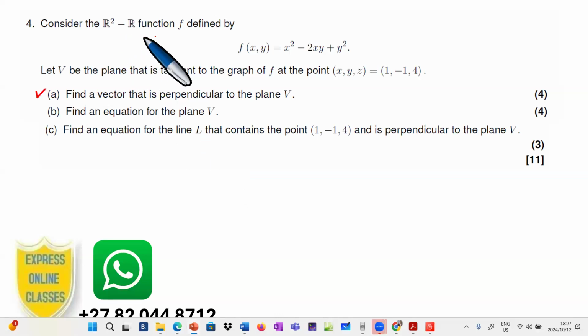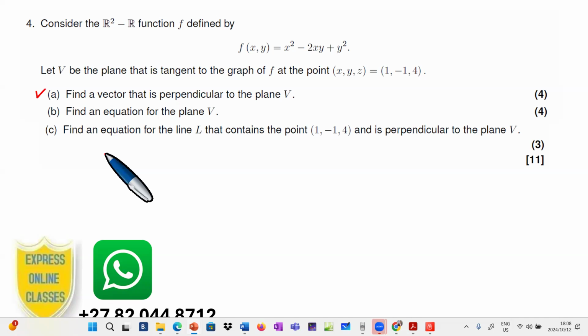Consider the R2 to R function f defined by f of x and y, which equals x squared minus 2xy plus y squared. Let V be the plane that is tangent to the graph of f at the point xyz equals 1, minus 1, and 4. Find a vector that is perpendicular to the plane.